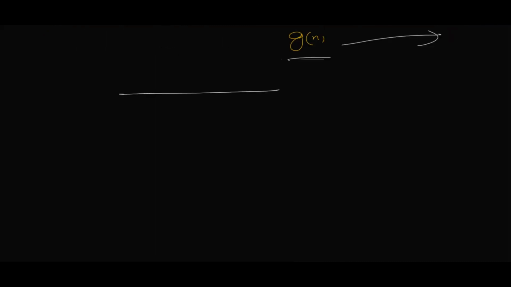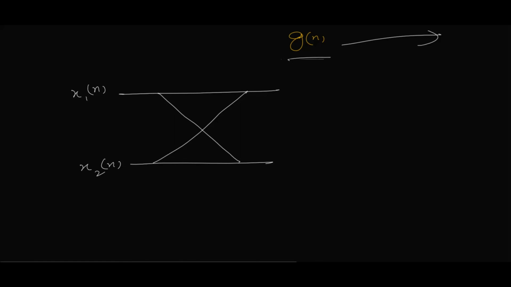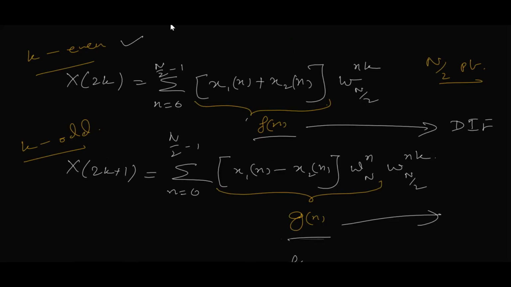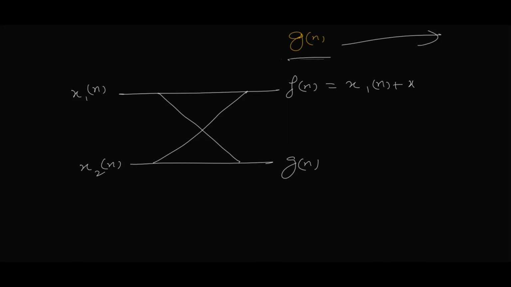My standard structure of the butterfly is: we draw two lines, then two diagonal lines. On this side we have x1[n] as my input and x2[n] as the second input, and the outputs are f[n] and g[n]. When k is even, we get f[n] as the output, so it is simply the addition of the two inputs: f[n] equals x1[n] plus x2[n]. On this side we multiply the values on the horizontal lines, and the values on the diagonal lines get added up. So x1 as input is multiplied with 1, giving x1[n] at this point, and from here we get x2[n] directly, which gets added with x1 to result in this.